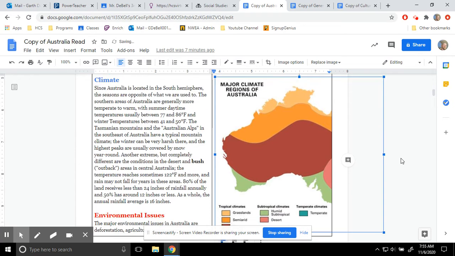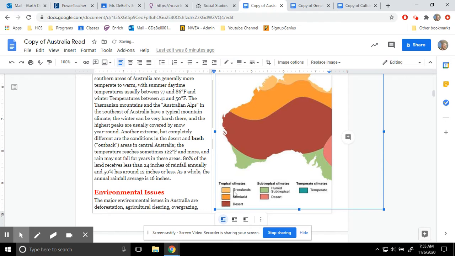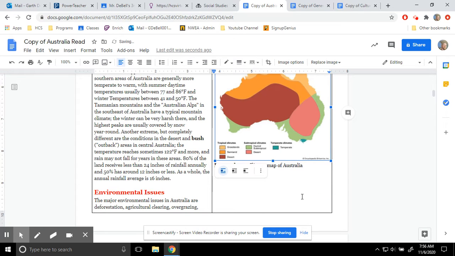Okay. All right, so tropical climates, you have this is semi-arid. This up here is grasslands. You have subtropical climates. You have humid subtropical, and then this color right here is desert, and then the blue is temperate. All right. So those are the different climates that are found in Australia, but there's not very much temperate.